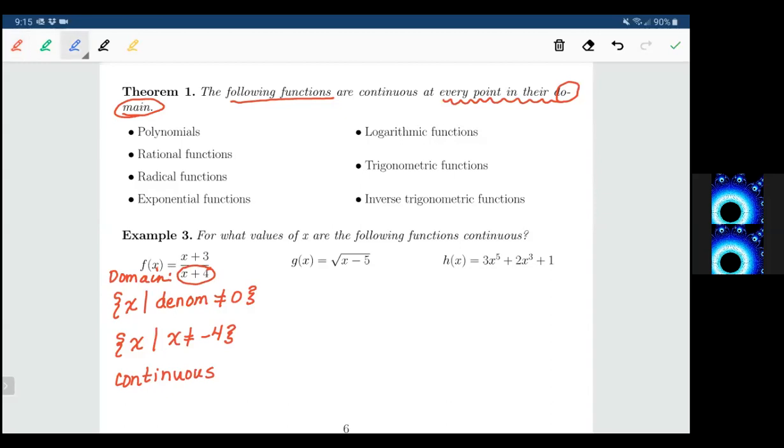g of x is a radical function, and we know with even radicals that we have to make sure the radicand stays greater than or equal to 0. So x minus 5 has to stay greater than or equal to 0, which means that x must be greater than or equal to 5. So this function will be continuous for all values of x greater than or equal to 5.